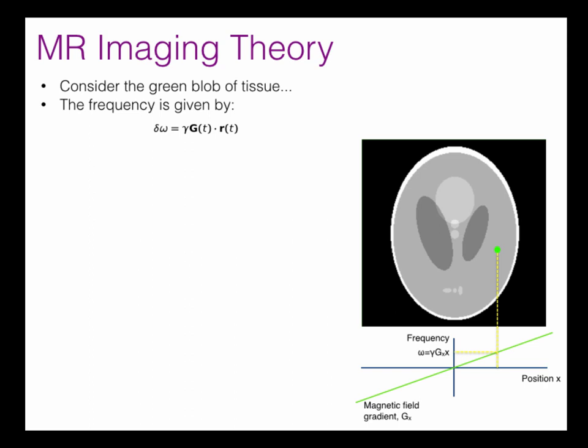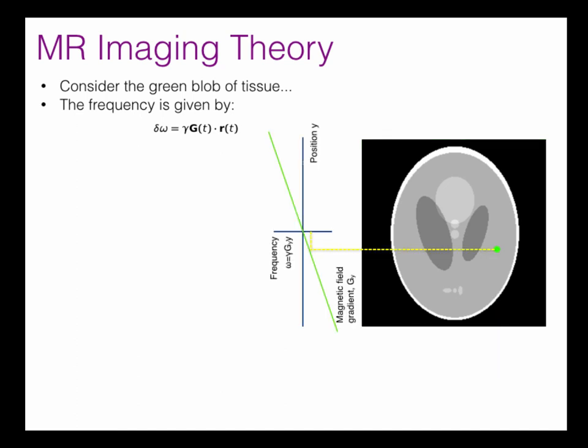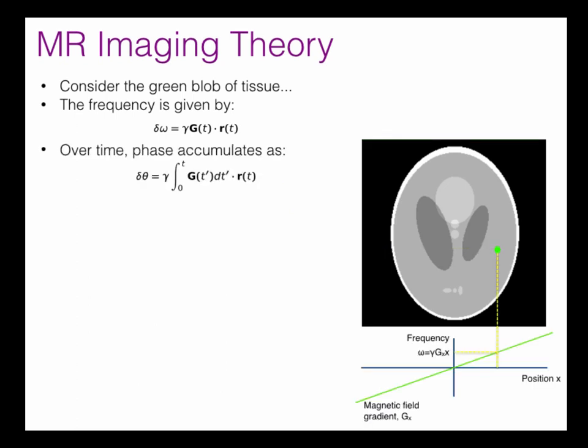So let's consider a small blob of tissue somewhere inside here, somewhere around here. We can put on a magnetic field gradient along X or along Y, or some combination, and then we end up with an additional frequency. Delta omega is gamma G dot R, as I said before. So over time, this accumulates phase. We just integrate it with respect to time, and we end up with some accumulated phase.